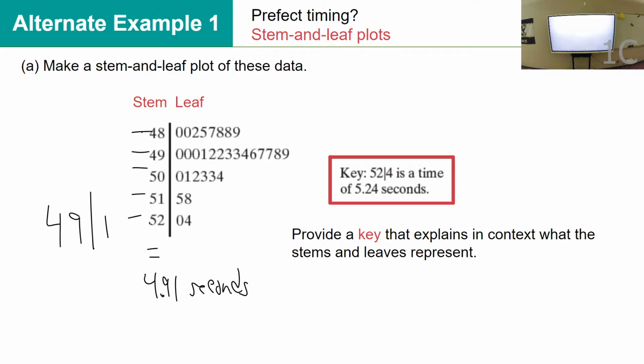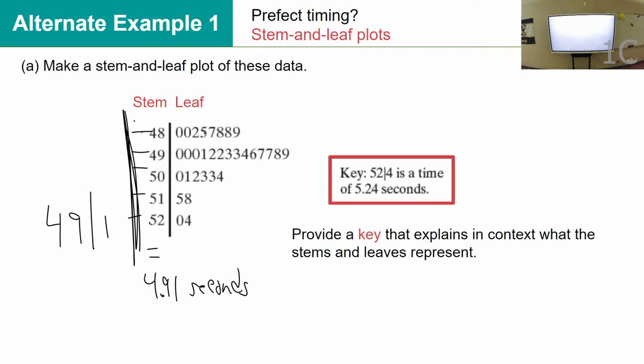Stem and leaf plots. Sometimes they'll do back to back. They'll put a line right here, and then they'll put the other leaves on this side. So they might put the girls' times over here and the boys' times over here. Y'all okay with all that?